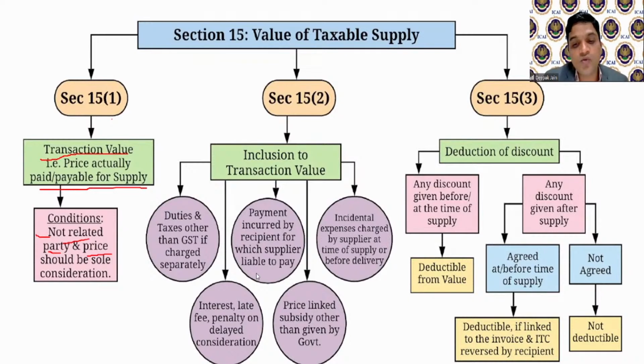If supplier sold goods to non-related persons and he charged very less consideration, then what price GST is to be charged? No problem. If supplier sold to a non-related person and price is the sole consideration, he's charged at very low price. Still fine. That price what he's charged, that will be the transaction value. Clear?